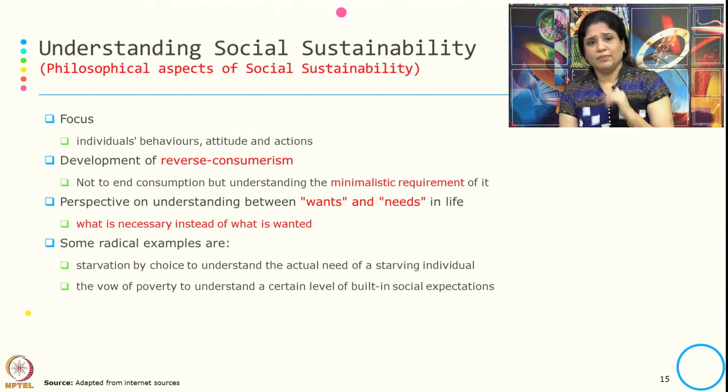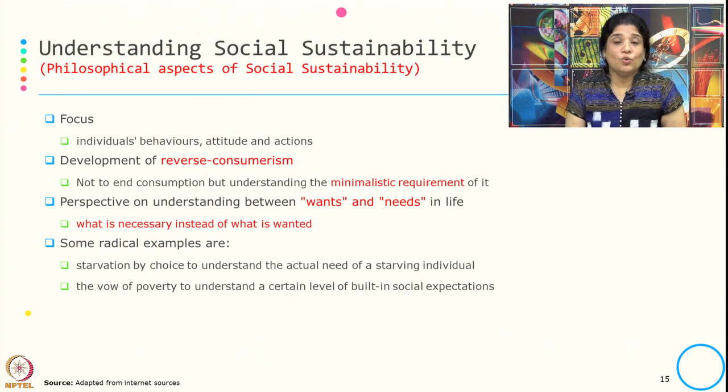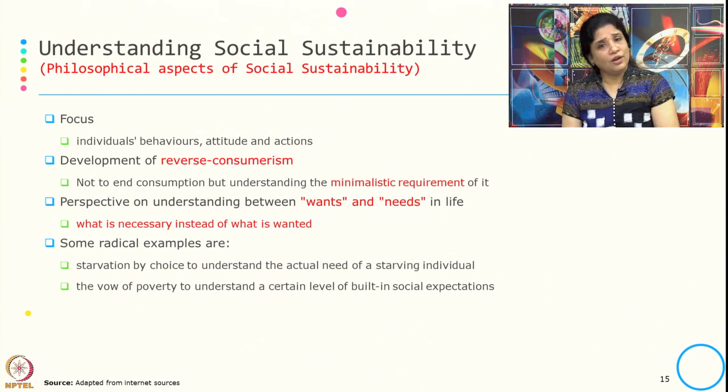The other perspective here is to understand the difference between wants and needs. Our basic economics starts with the fact of human wants, and we know that human wants are unlimited. If we try to fulfill unlimited wants, at some point we get into the basic economic question of how many resources are available and how much we want, and we always find a gap between the availability of resources and our unlimited wants. So, connecting to that, the philosophy behind social sustainability is to understand the difference between wants and needs, what we want and what we actually need in life.